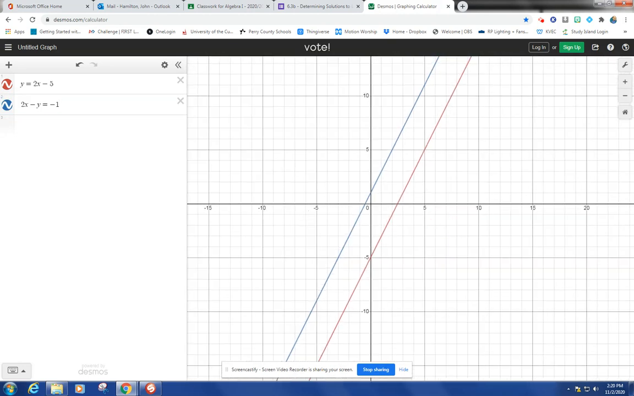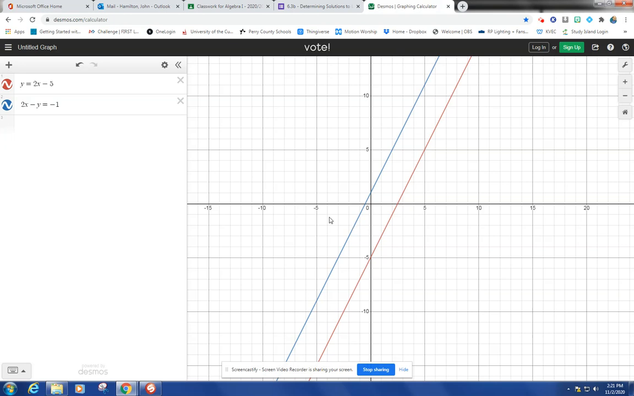So the question I have to ask you is, if the solution to a system is typically when two lines cross, then what is going to be the solution to this particular system right here, where it appears that these lines never cross? Well, if the lines never cross, then we would say that there is no solution.